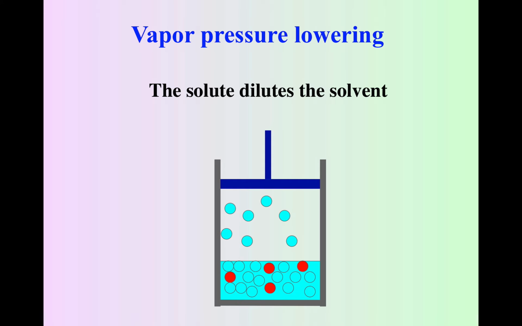So the little red dots represent sodium ions, chloride ions. Again, it doesn't matter what they are. All that matters is that they're non-volatile. So if they're sitting on surface sites, they limit opportunity for solvent particles, which are volatile, to escape. And you lower the vapor pressure, less opportunity to get into the gas phase, not decreasing the rate at which they can return.